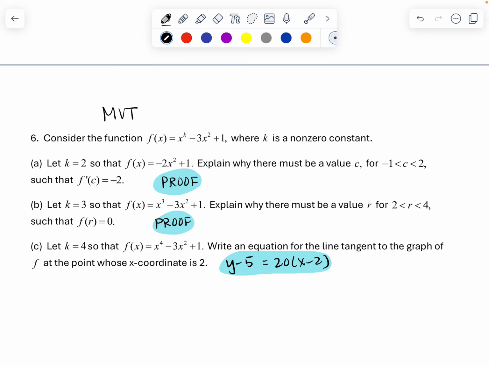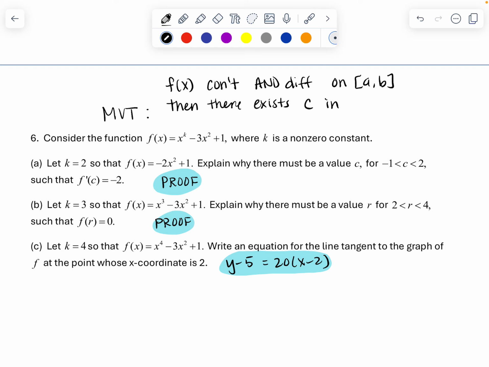And just to review again, what is the mean value theorem? The mean value theorem says, if f of x is continuous and differentiable on some interval AB, then there exists a value c in the interval AB so that, and here's the big little formula, f of B minus f of A all over B minus A equals f prime of c. So that's the mean value theorem.